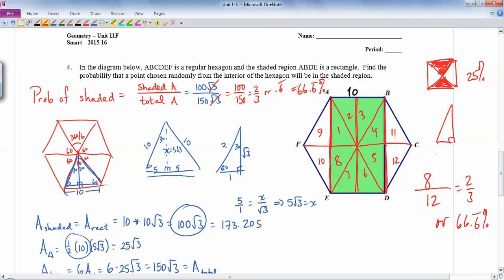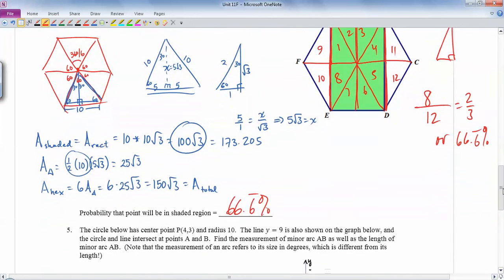Okay, so this, if you can see a nice trick like that for doing the problem, then go ahead and do it that way. Otherwise, you're going to have to go through the area routine. All right, number 5.